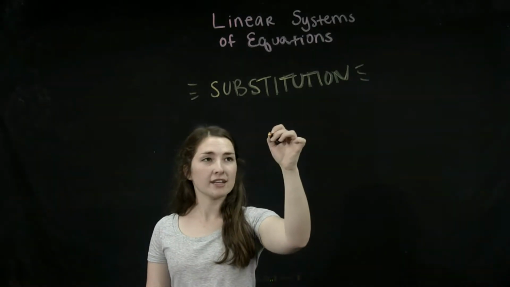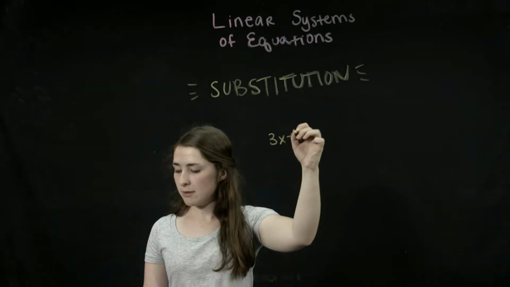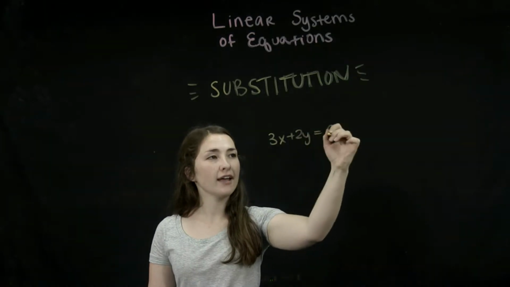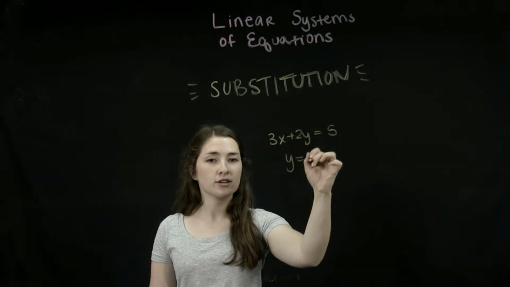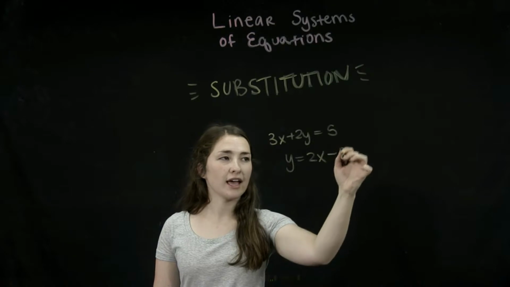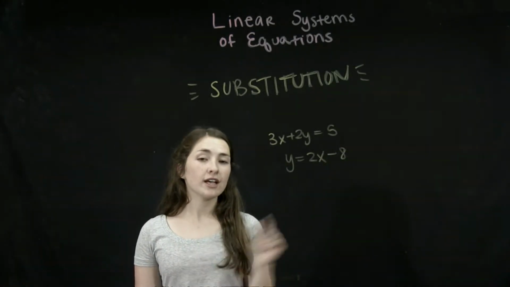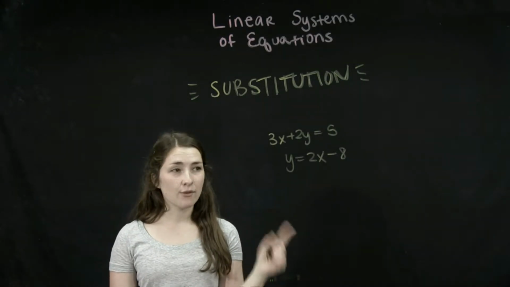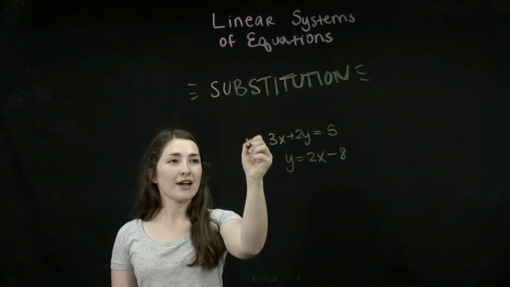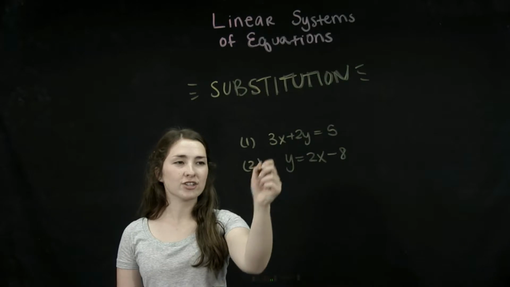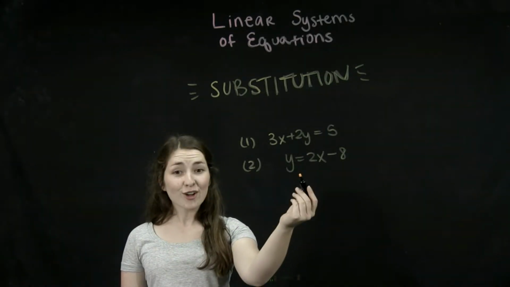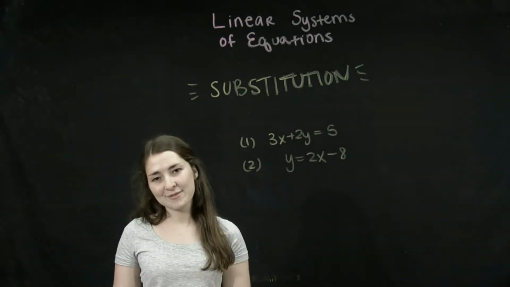Let's say we had a system like this: 3x plus 2y equals 5 and y equals 2x minus 8. The first thing that we're going to want to do is take one of these equations and isolate one variable. But luckily, if we look here at our second equation, we'll see that y is already isolated for us. So they've already done some of the work for us.